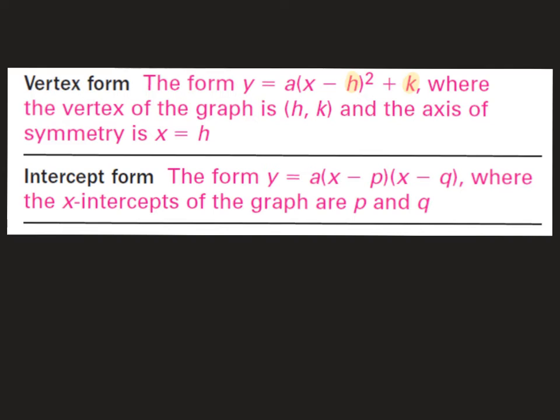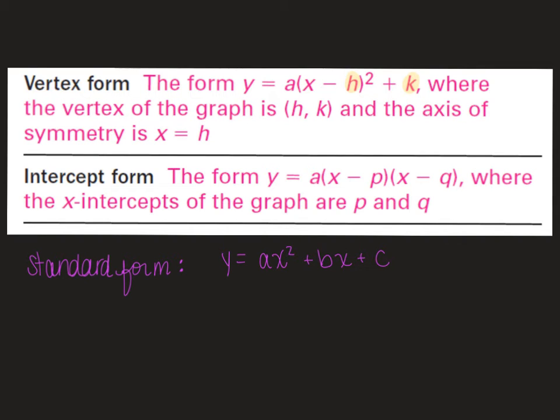Now the very last form that's not typed out here is kind of a boring one, and that's called standard form. You've guessed it, it's pretty much just y equals ax squared plus bx plus c. From standard form, you can also find your vertex, your axis of symmetry, and your zeros.